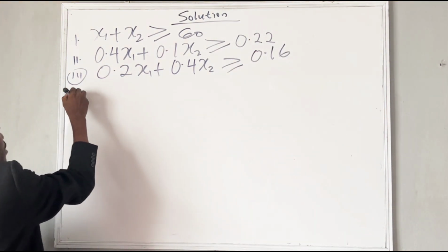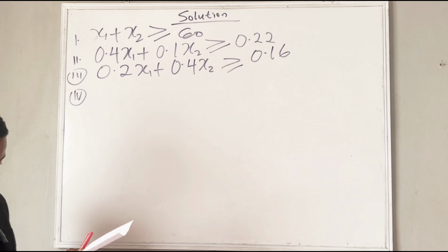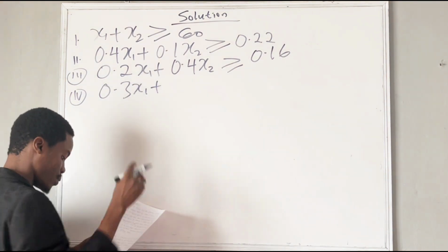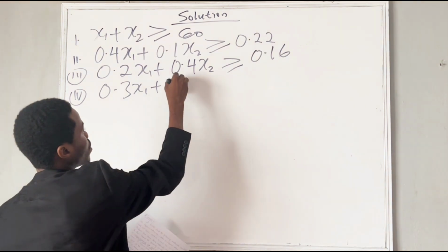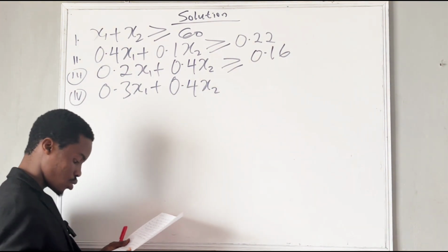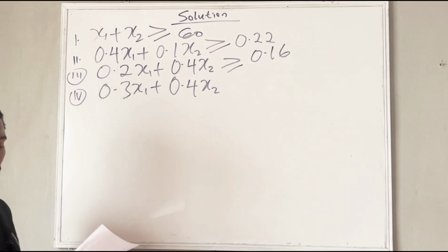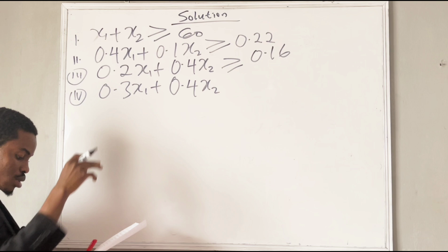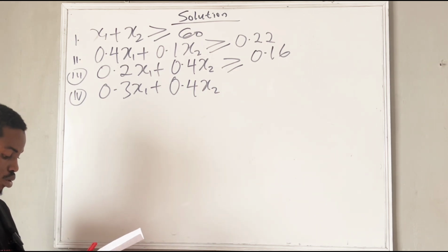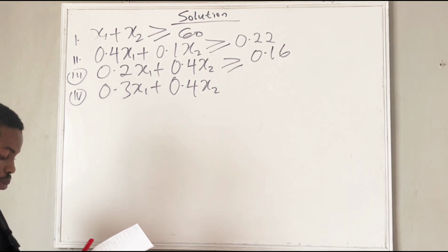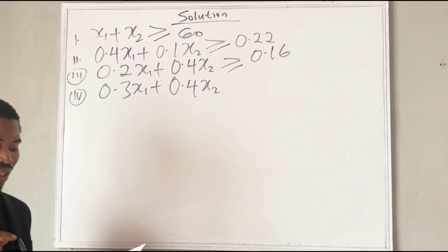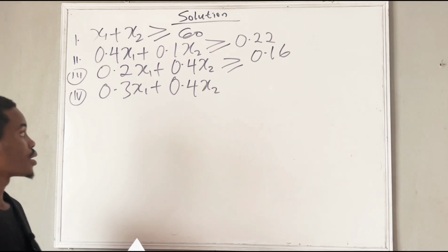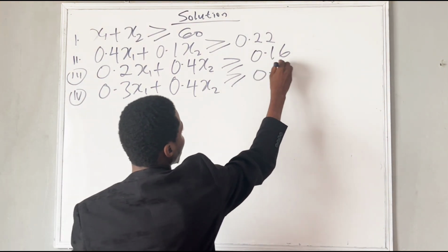Then our constraint for phosphate is 0.3 x1 plus 0.4 x2. So this is the constraint that we got before, and this is for what? Phosphate. It contains 0.3 x1 plus 0.4 x2, and we have a constraint of at least 30% of phosphate. So when we convert 30% to decimal, we are going to have greater than or equal to 0.3.